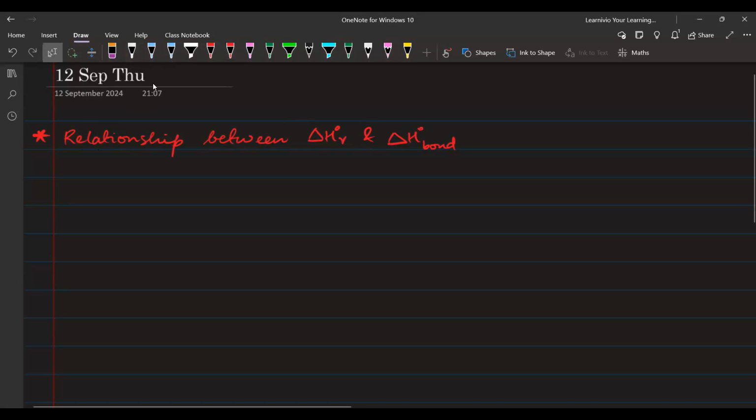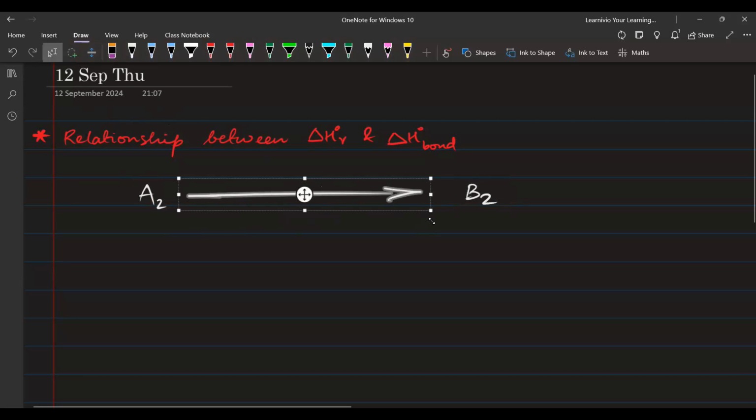ठीक है, तो इसको भी जरा अच्छे से समझिएगा. Here we have reactant A2, which is getting converted into B2. Fine. So give me a second. We are going from A2 to B2. So obviously, what we are doing here, we have AA bond, and we are destroying this bond.